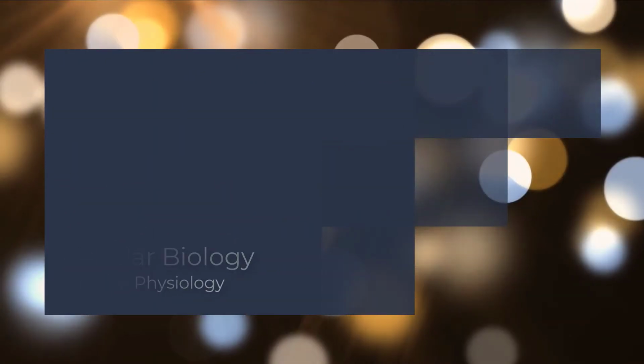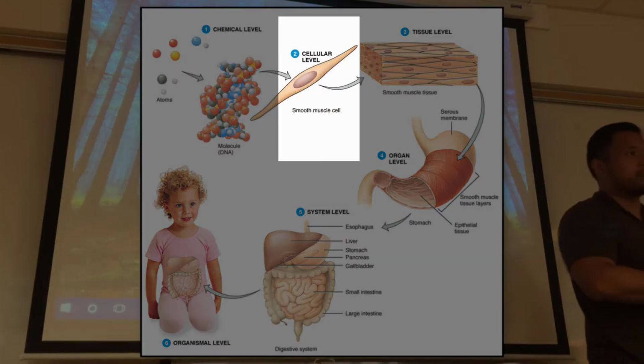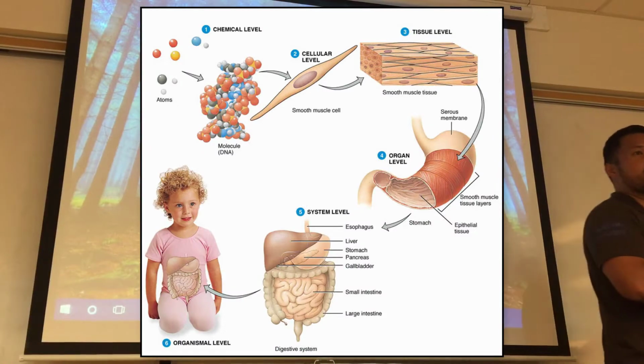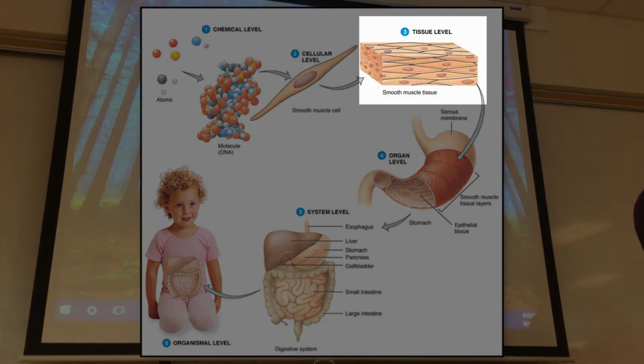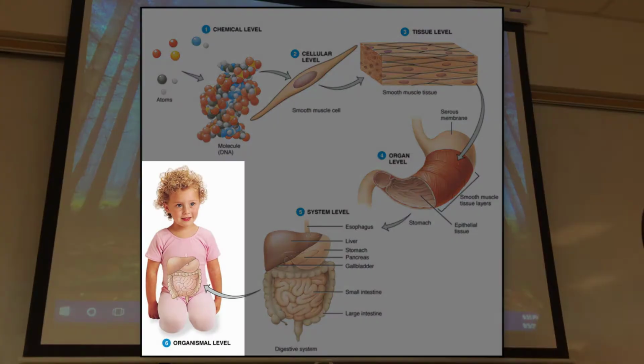atomic level to molecular level. Then we went from molecular level to a cell level. And then from the cell level, we take it to a tissue level. And then from tissue to organ, an organ system, to the organism.